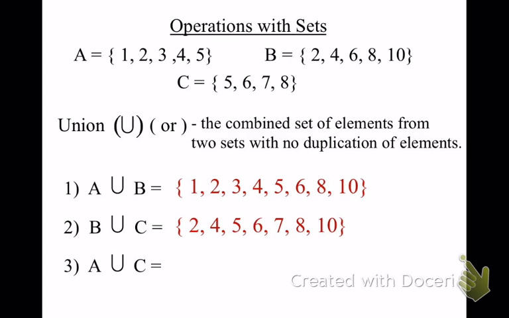Jesse. Can I do number 3? Yeah, well, actually, why don't we have Sydney try and do A union C? 1, 2, 3, 4, 5, 6, 7, 8. Perfect. You guys got it? So unions, a union is when we combine them. An intersection is only what's in common.